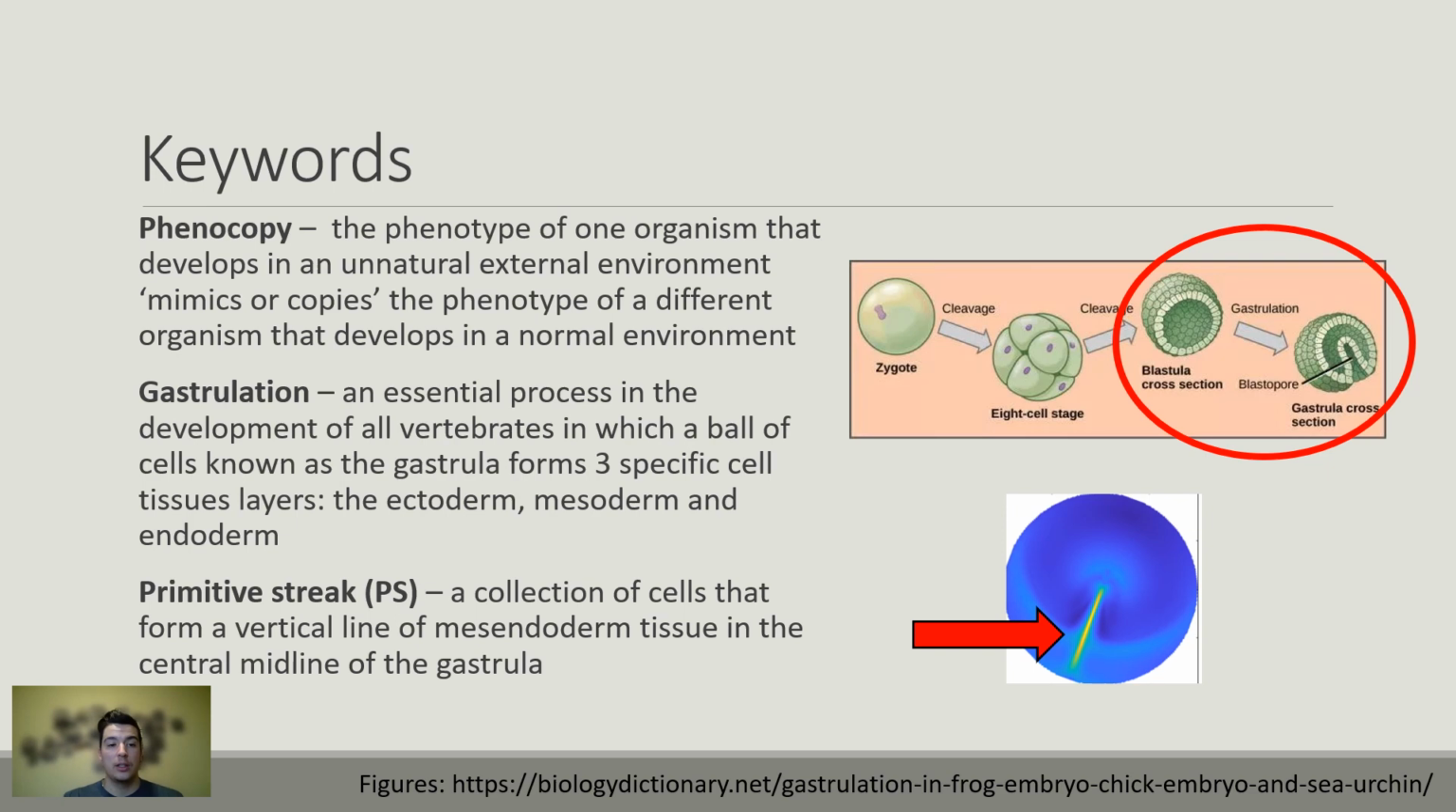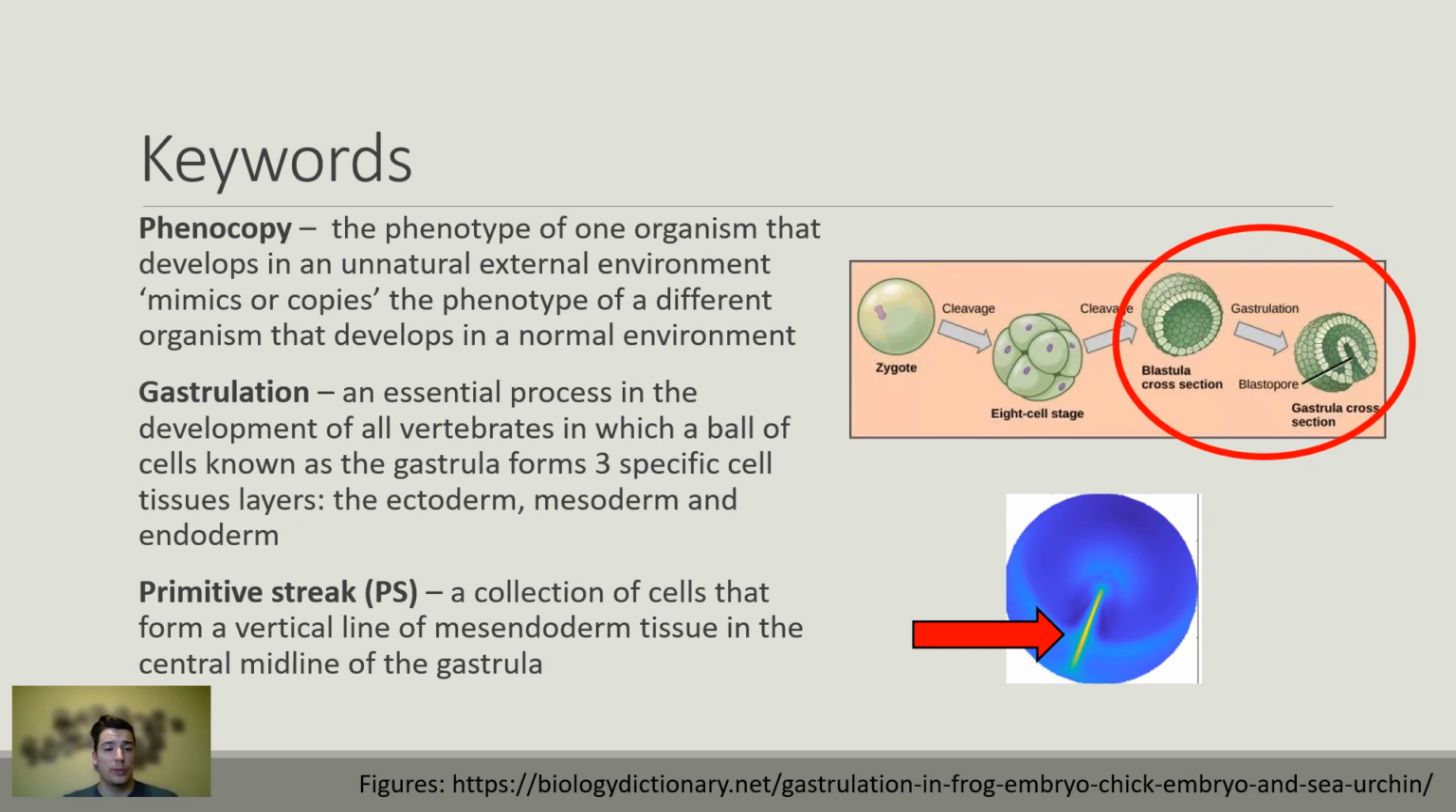First keyword: what is a phenocopy? The way that I like to identify phenocopying is when the phenotype of one organism that develops in an unnatural external environment mimics or copies the phenotype of a genetically different organism that develops in a normal environment.